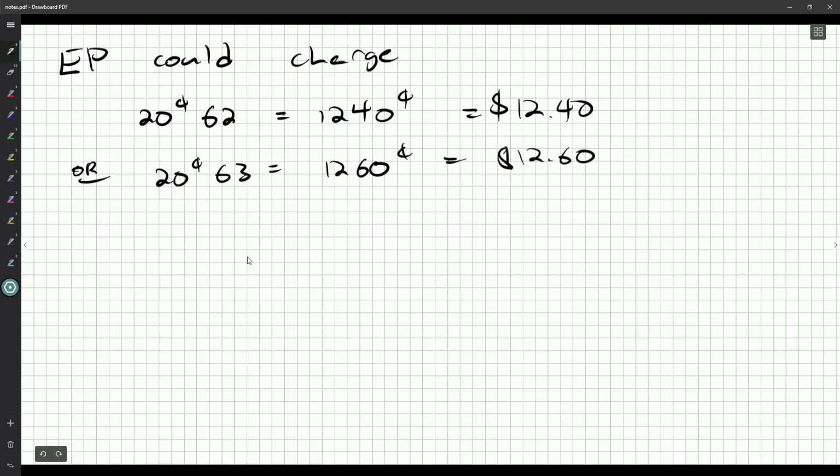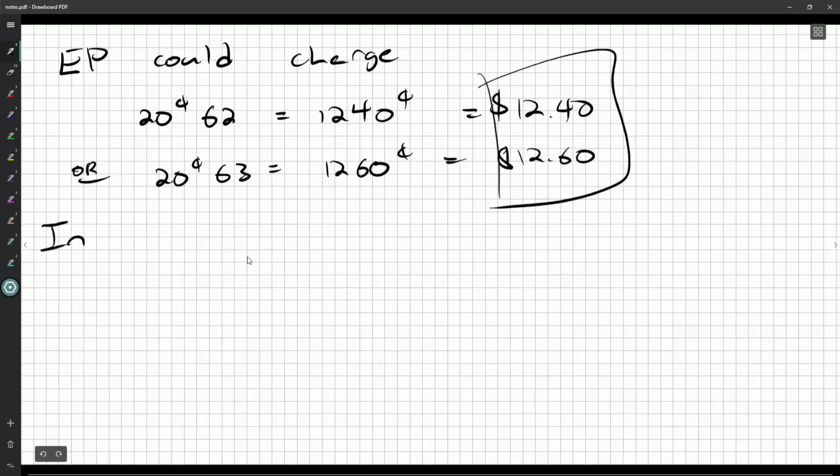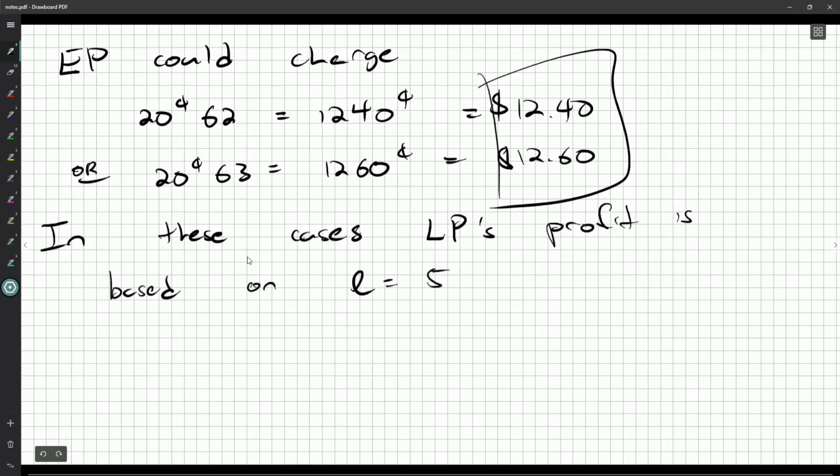All right. So, those are the two prices that can be charged. I would probably put a box around them, otherwise indicate them, because we have a bit more to do. In these cases, Lino's Pizza's profit is based on L, which you'll recall is 50 minus E. So if E is 62, L is minus 12. If E is 63, L is minus 13.